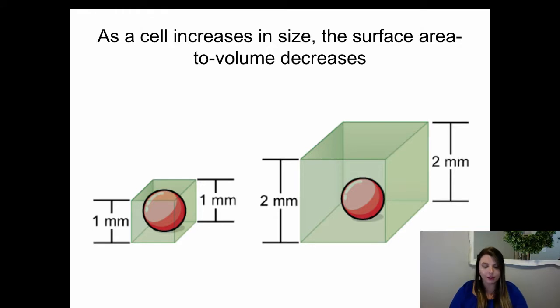So as cell size increases, the surface area to volume decreases, and this is why cells should only be a maximum of a certain size. So in larger animals, we have more cells. We don't have larger cells, just more of the cells. This is important, and we're going to actually do a lab later proving this.